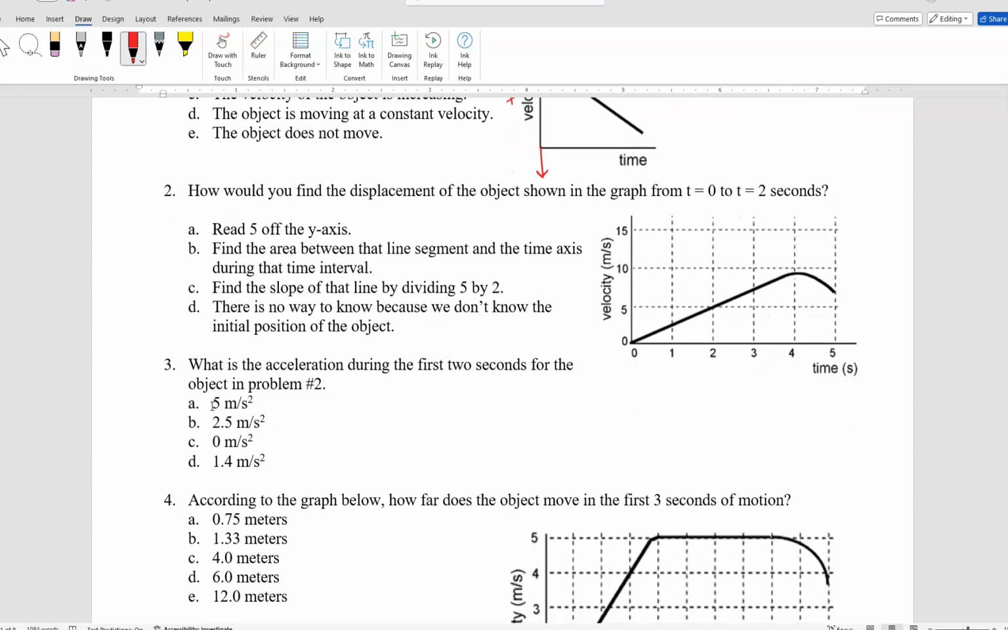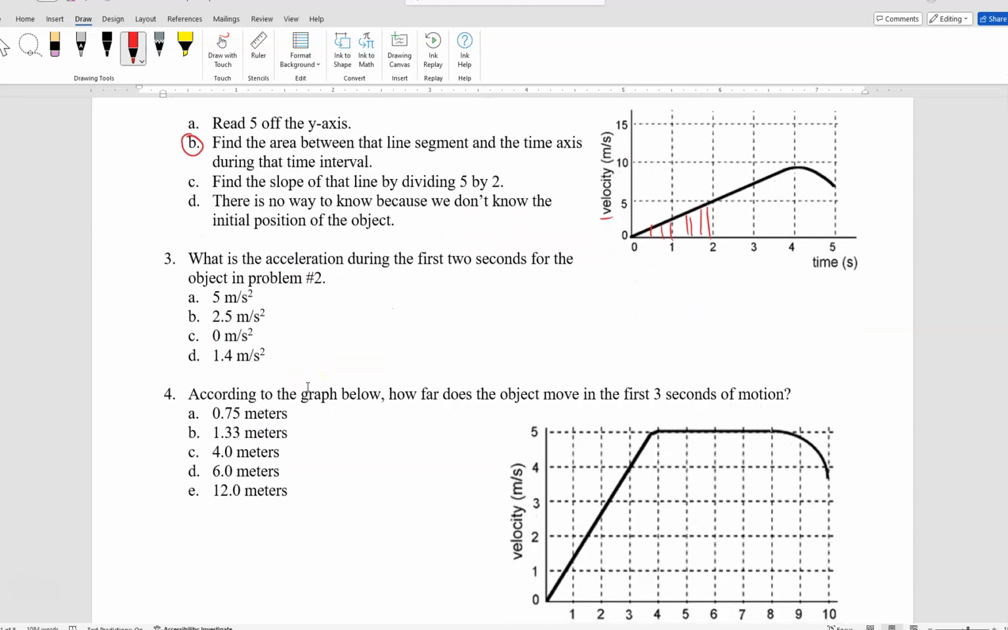Number 2 says, how would you find the displacement of the object shown in the graph from 0 to 2 seconds? I see that it is a velocity graph. To find the displacement or distance, I'm going to need to shade. Finding the area between the line and the x-axis, which happens to be B.